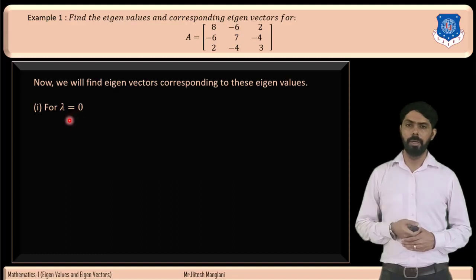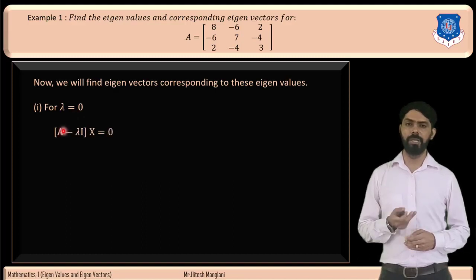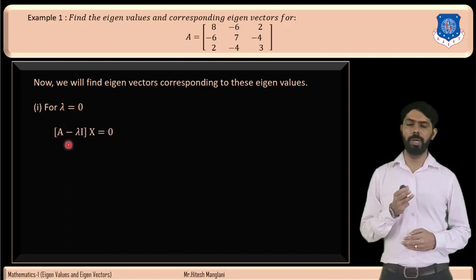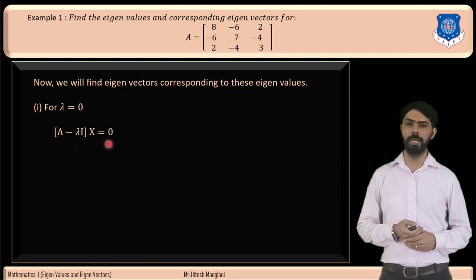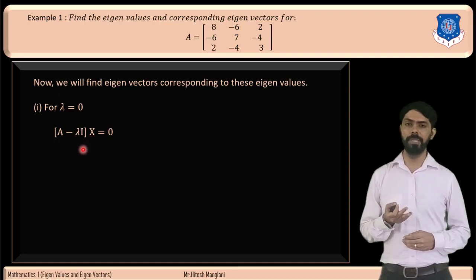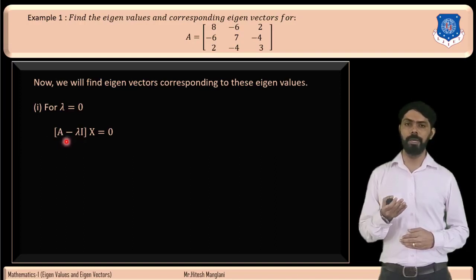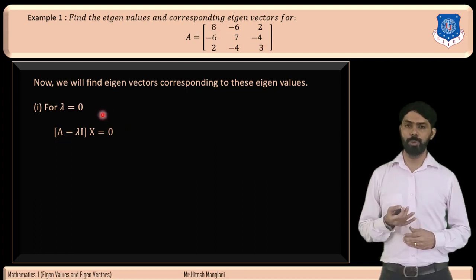So here, according to the definition of eigenvector, (A minus lambda I) into capital X is equal to 0, where capital X is called eigenvector. So first of all, A minus lambda I. The meaning of A minus lambda I is that we will have to subtract lambda from the principal diagonal elements. And here, lambda is 0.